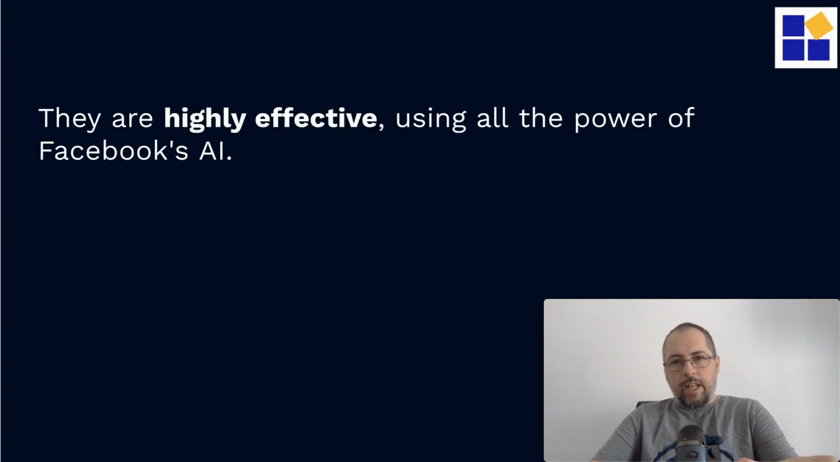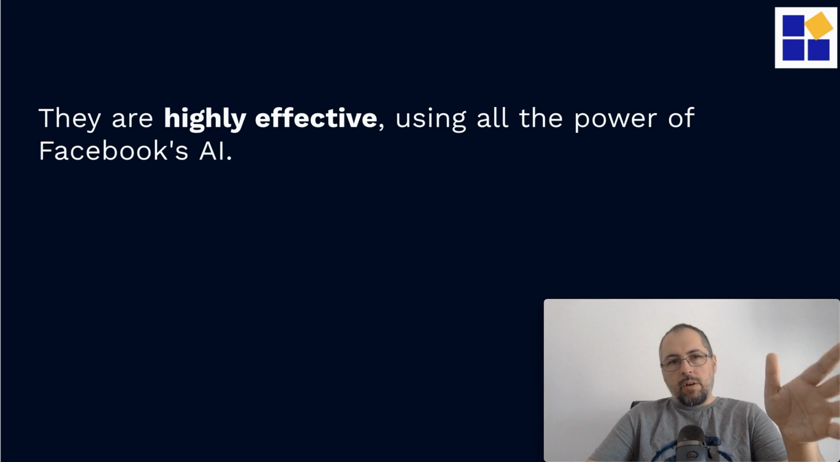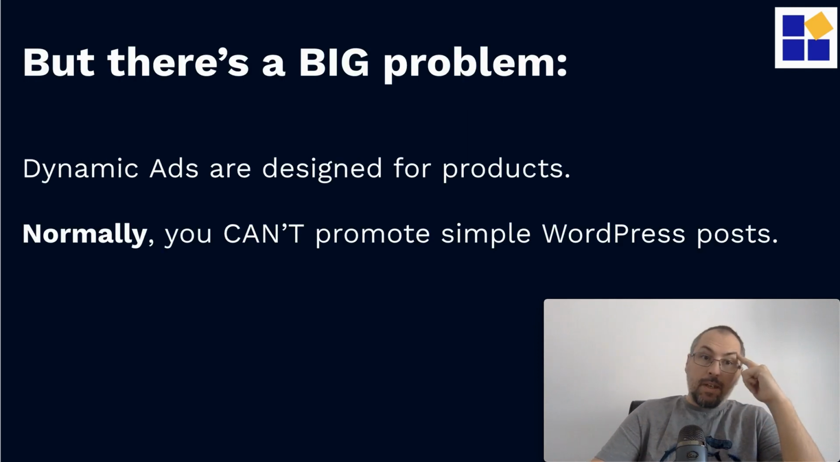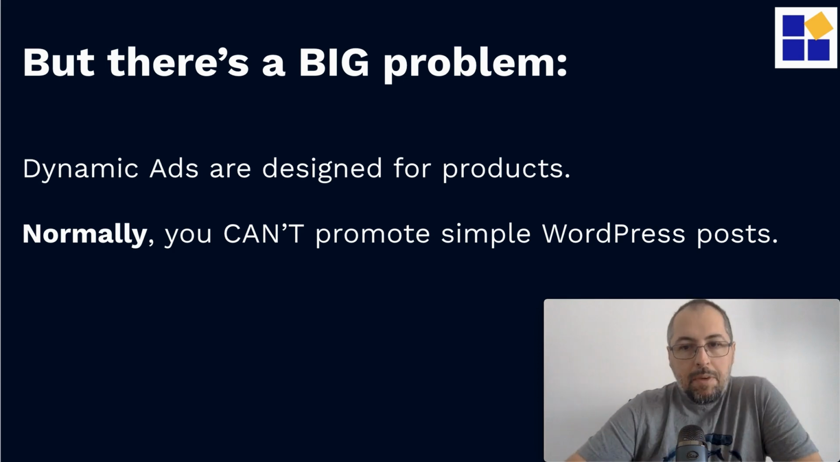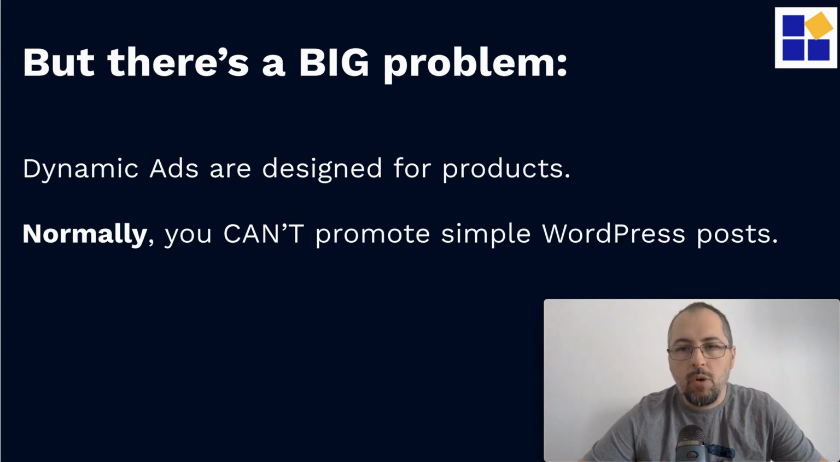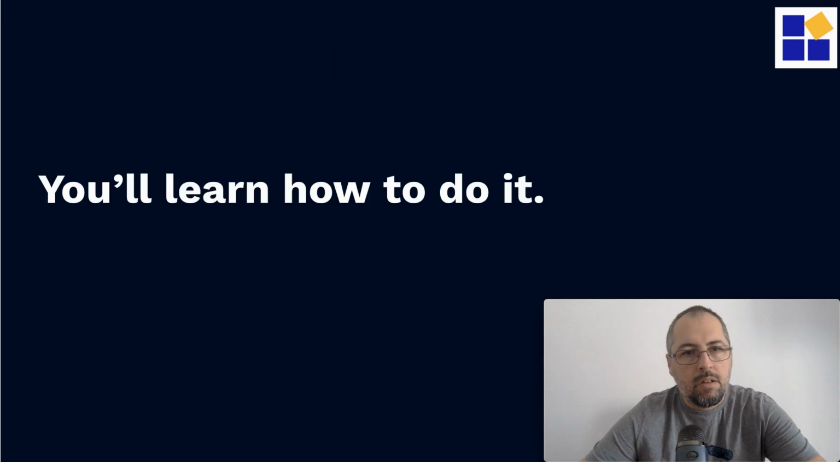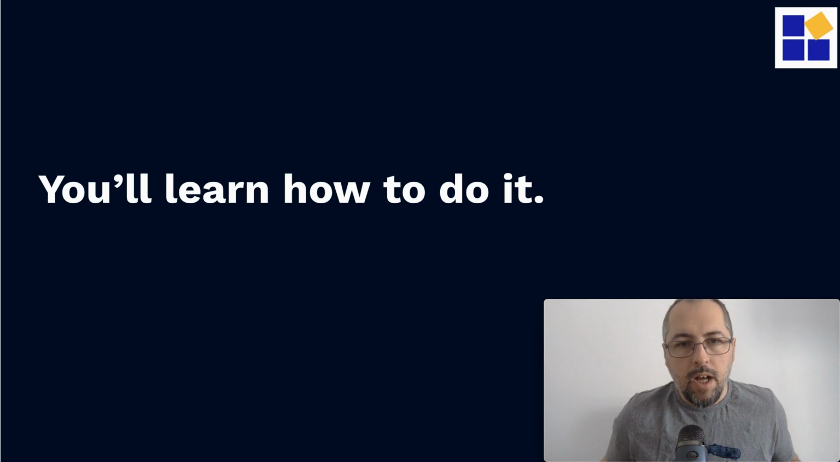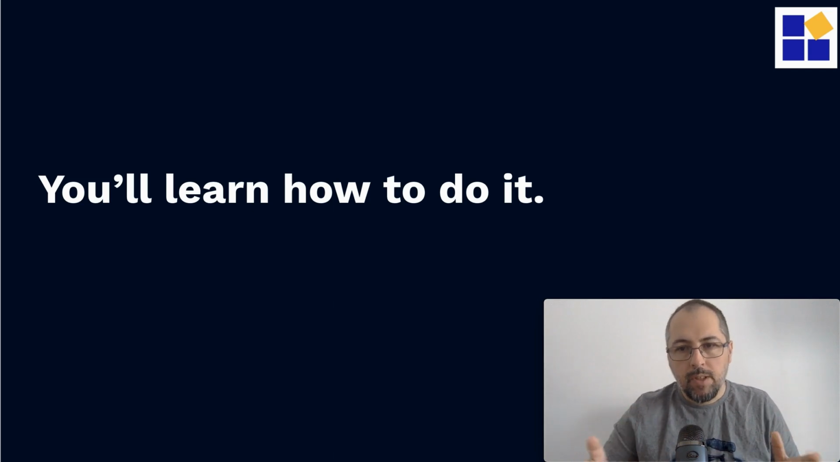They are highly effective, using all the power of Facebook's AI. But there's a big problem. Dynamic ads are for products only. Normally, you cannot promote simple WordPress blogs or posts. Of course, there is a solution, and in this video, I'm going to show you how to do it.